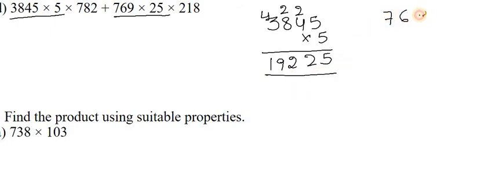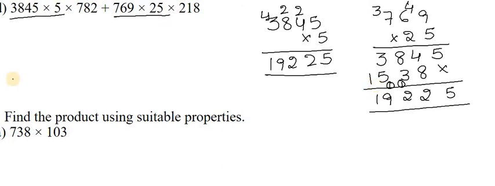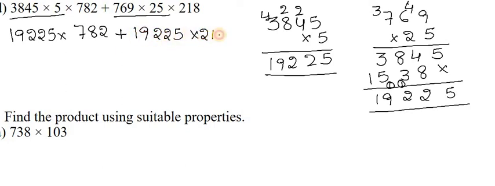And 769 multiplied by 25. 5 9s are 45. 5 6s are 30 plus carry 4. 5 7s are 35 plus carry 3. Now 2 9s are 18. 2 6s are 12 plus 1 3. 2 7s are 14 plus 1 15. So you just remove these two numbers common now. Nothing but 19,225 multiplied by 782 plus 19,225 multiplied by 280. So this is your common number now.